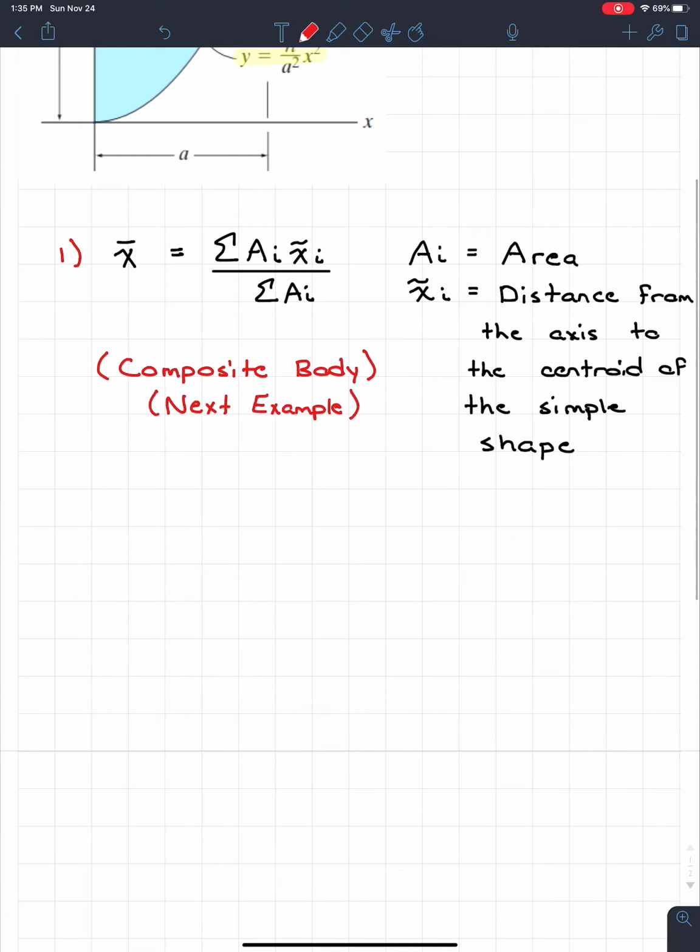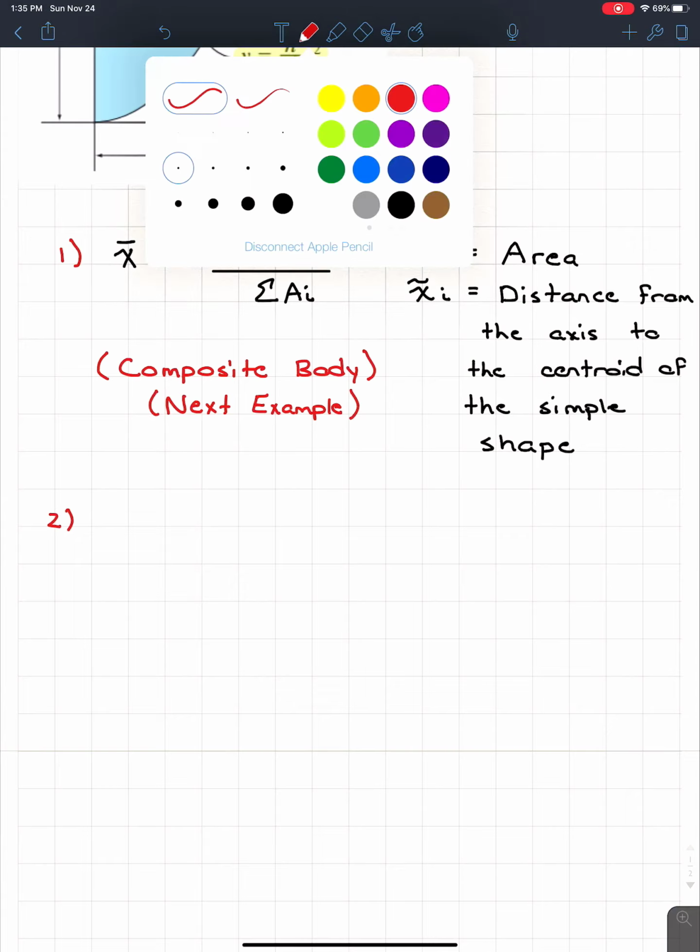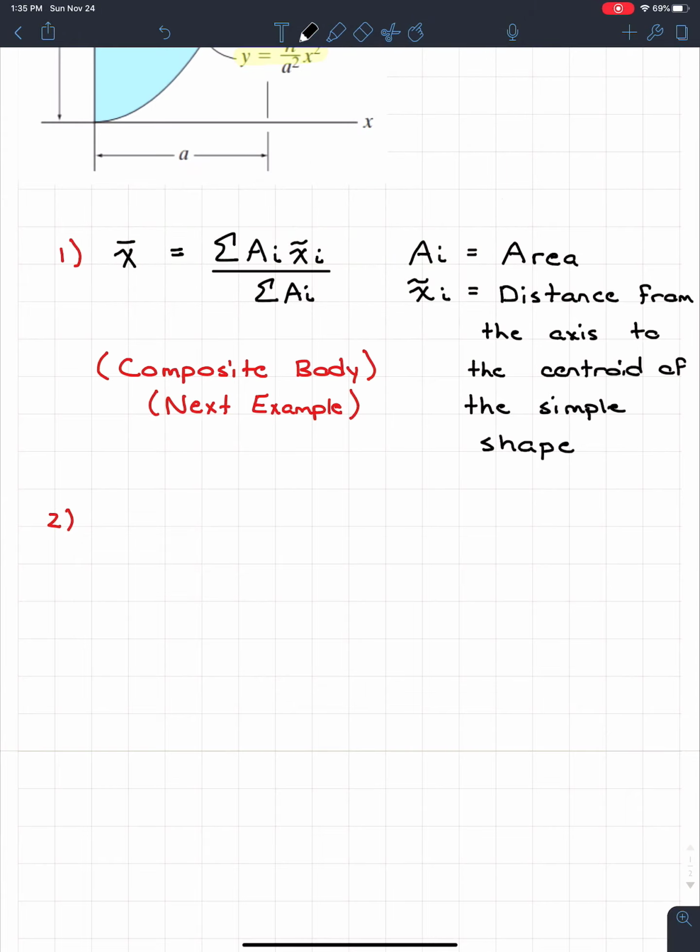So the second one, and this is the one we're going to want to pay attention to, is we're going to use this formula right here. X bar, so the same thing, the x coordinate of the centroid is going to be equal to the integral of x squiggle times dA divided by the integral of dA. So this is pretty much the exact same formula.